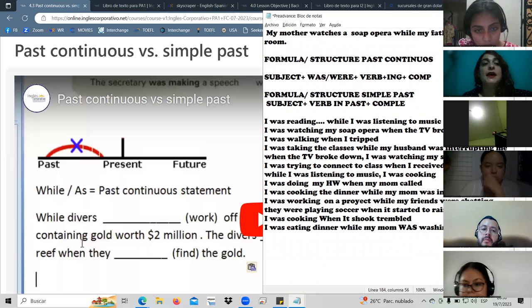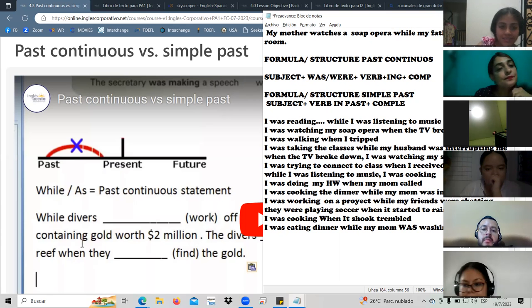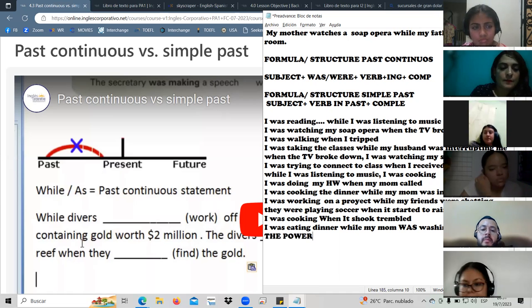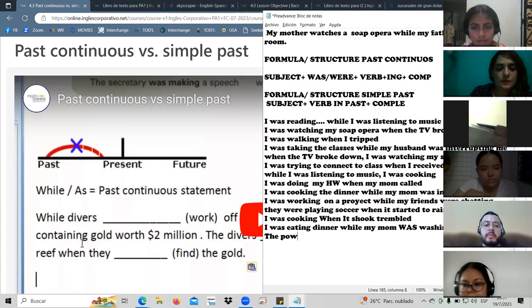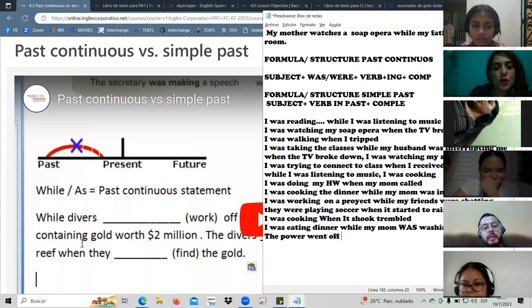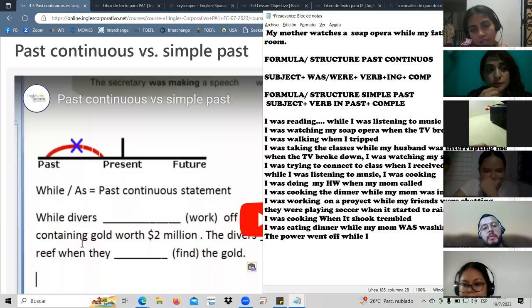past structure. I think, Yancy, Andrea, you're missing, right? Tell me, what are your examples? Well, the power went out while doing my homework. And another, I was having dinner when the earthquake happened. Went off while I? Doing my homework.